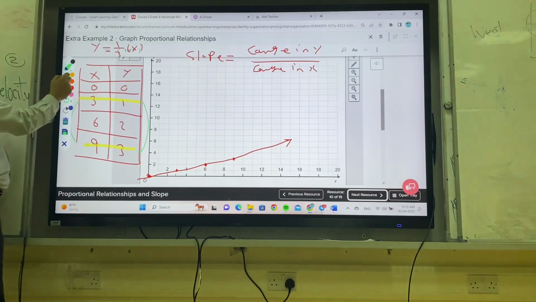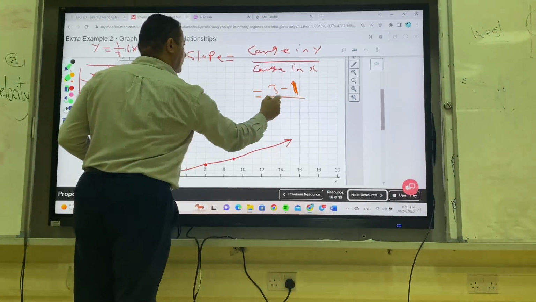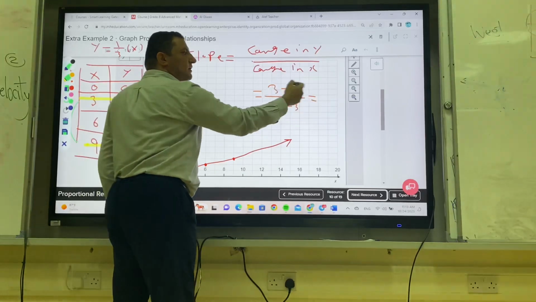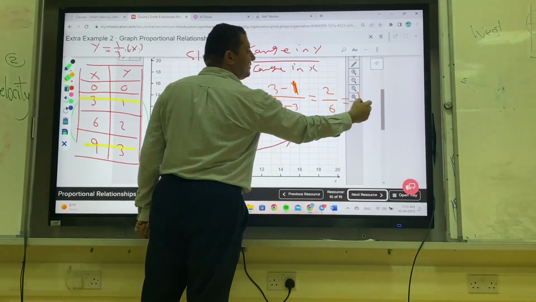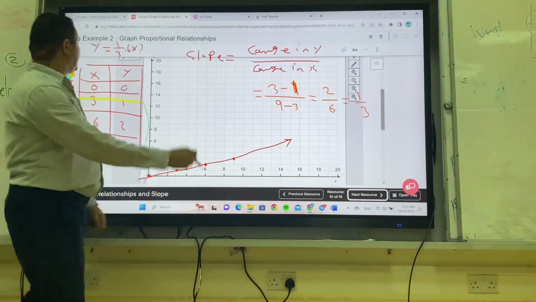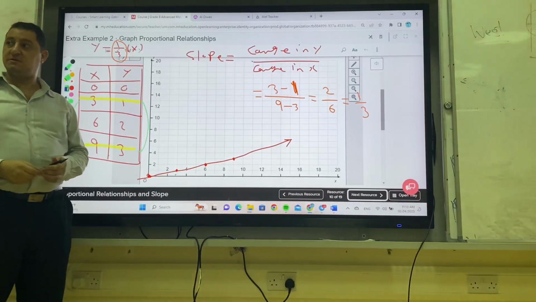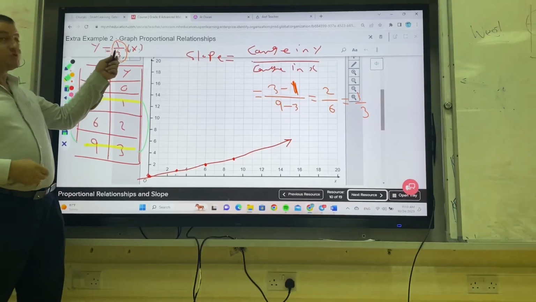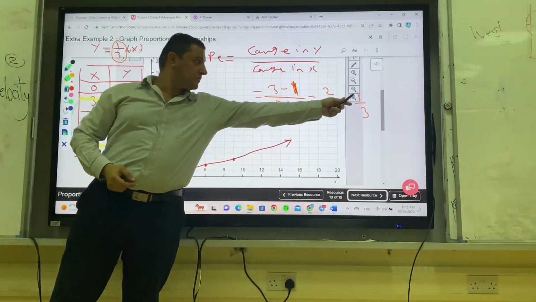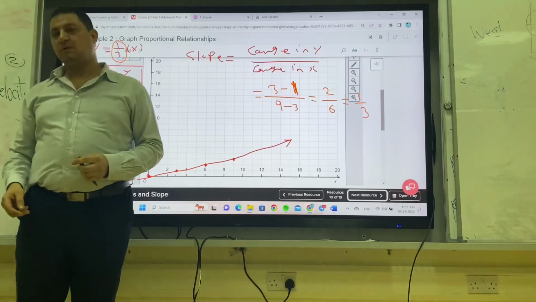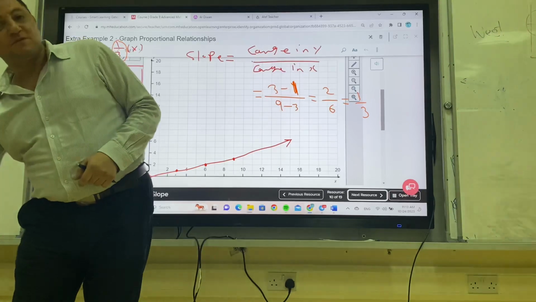Do you agree? So let's write it here: 3 minus 1 over 9 minus 3, and then simplify. That's 2 over 6. Simplified, it's 1/3. Have you realized that the slope is the k, the constant rate of change of the proportional relationship? Yes, because it's a proportional relationship. 1/3 is exactly the same as 2 over 6; if I divide both by 2, I get 1/3. So if we take any two points and simplify, it will give you the exact slope. Thank you very much.